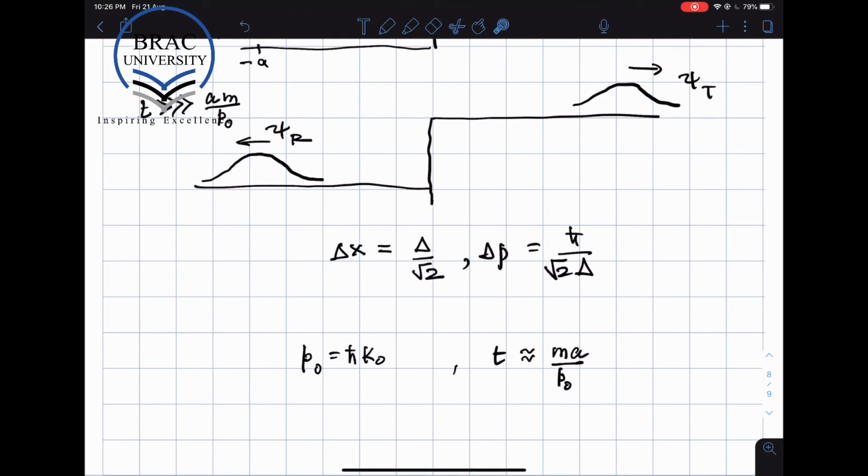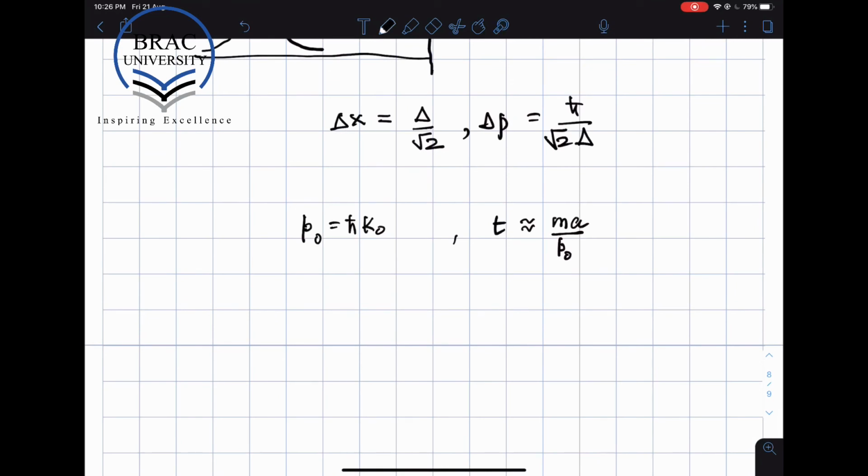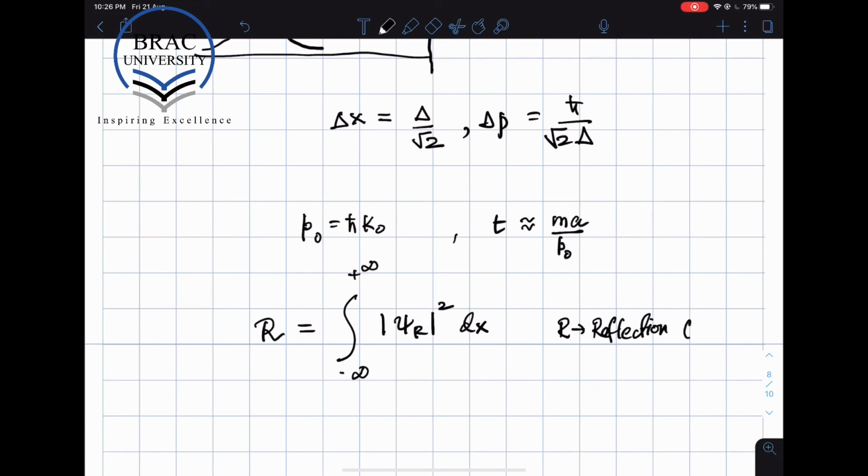So the problem that we have to solve is to find out what the reflection coefficient is. The reflection coefficient is defined as the probability that the wave was reflected. So that would be given by the reflected wave function squared times dx, integrated over all space. And this R is called the reflection coefficient.